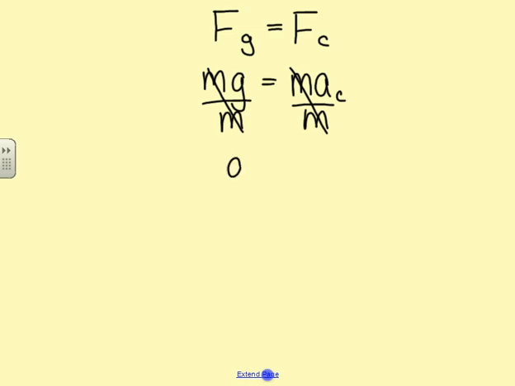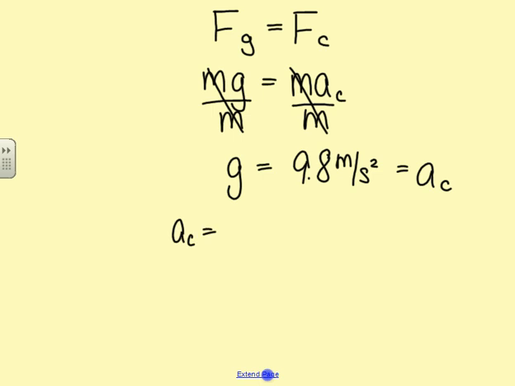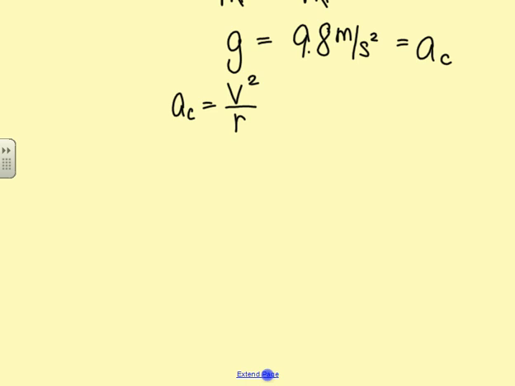That tells me that the gravitational acceleration, which we know has a magnitude of 9.8 meters per second squared, is equal to the centripetal acceleration. Well, we know the centripetal acceleration equation is velocity squared divided by radius. Radius is the thing we're looking for in this problem. Radius is equal to velocity squared divided by centripetal acceleration.